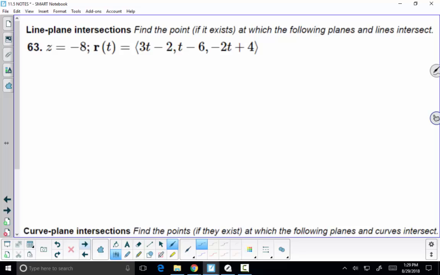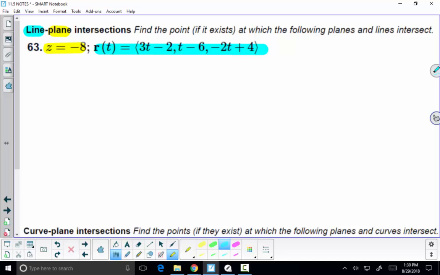Okay, so line-plane intersection here. We have the equation of a plane. That equation there, z equals -8, is a plane. If you imagine the xy plane, z equals -8 is parallel to it, just down below. And then we have the equation of a line right there. We want to figure out where they intersect.